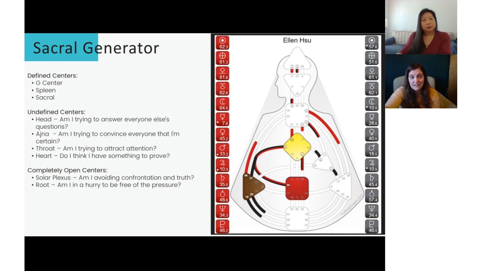So you have the head. And so that not self question is, am I trying to answer everyone else's questions? So this head center, it's a pressure center, and it's that pressure to know. So it's that part of you that's going to come up with all the questions and want to understand all the things and understand how the world works. And so your mind is going to want to stay busy, figuring things out and trying to figure out what's important and how can I know what I need to know?